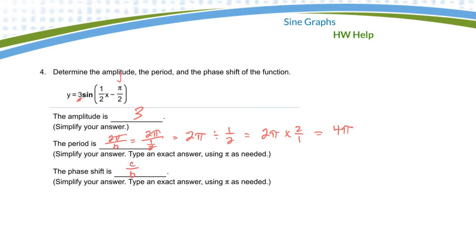I wanted to say phase shift was just pi over 2 to the right, but if there's a b value in there, that complicates things. So that would be pi over 2 over 1 over 2. Complex fraction. So pi over 2 divided by 1 over 2, pi over 2 times 2 over 1. The 2's cancel, so it's pi. So the phase shift is pi, and it's going to the right, so I would make this a positive.